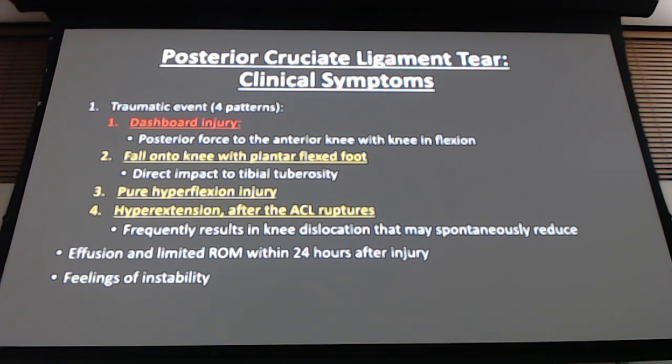Some other things that can cause PCL injuries: a fall onto the knee with a plantar flexed foot. Okay, that's when you have direct impact of the tibial tuberosity. Pure hyperflexion injuries. Can you get hyperextension injuries? Those are more common for ACLs, right? This one is hyperflexion. Make sense? Hyperflexion. Don't get those two confused. But it can also be, just to confuse you, hyperextension after ACL injuries. So basically what happens is you have a forward motion and then a posterior motion.